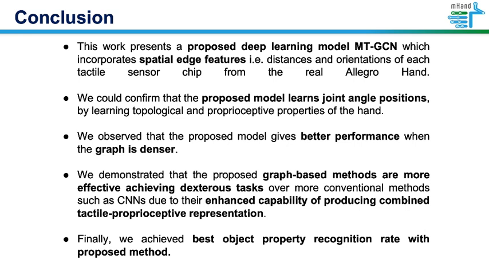So in conclusion, we proposed a method of utilizing the edges of graphs for spatial embedding, and we embedded the morphological features of a robot hand. We could also confirm that with the proposed method, the model can learn the locations of the joint angles on the hand. We also got an interesting result that with edge features, models with denser graphs can produce better performance. We also exhibited the importance of combined tactile and proprioceptive representation and the effectiveness of GCNs in producing such representations over the conventional methods. And finally, we achieved the best object property recognition rate with the proposed method.